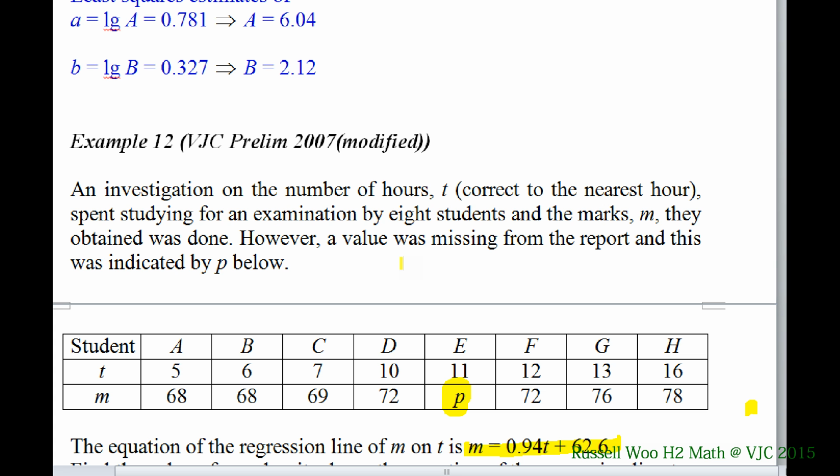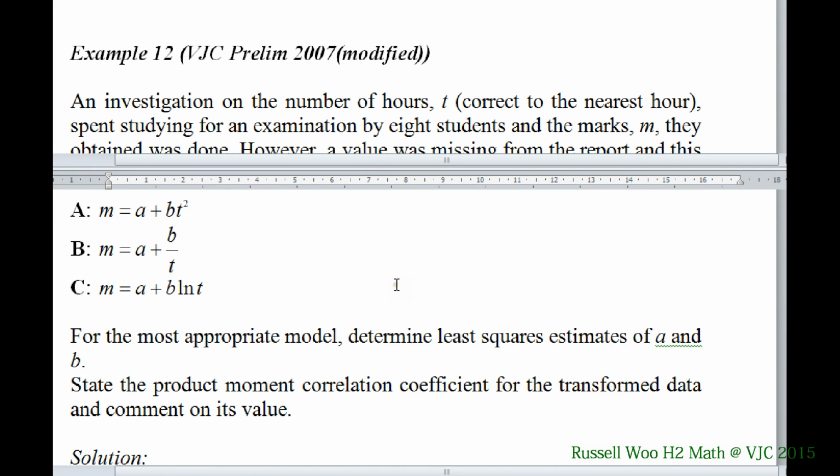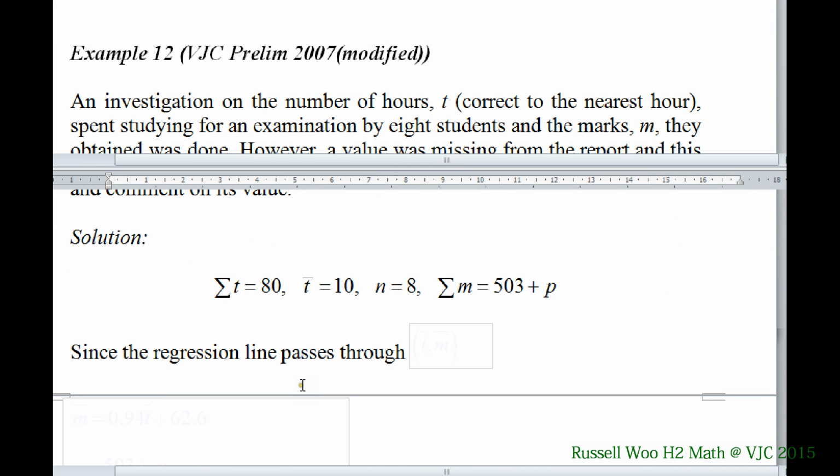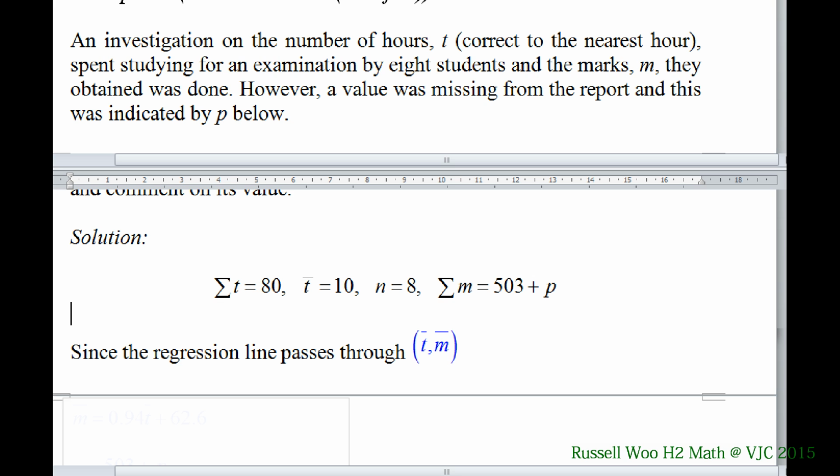The most important thing we need to make use of for this example is that the regression line, whether it is M on T or T on M, must pass through a special point. What is the special point? T bar, M bar. No matter what. We are going to make use of this.